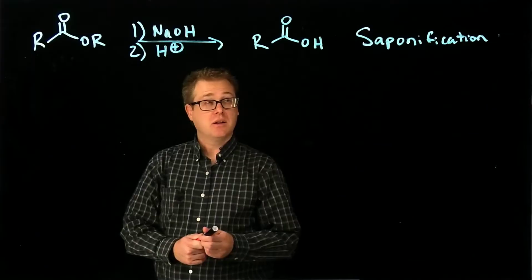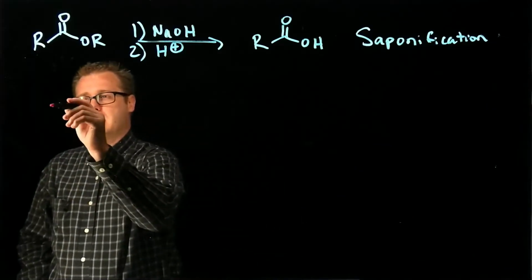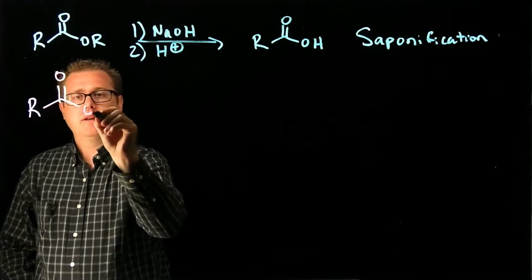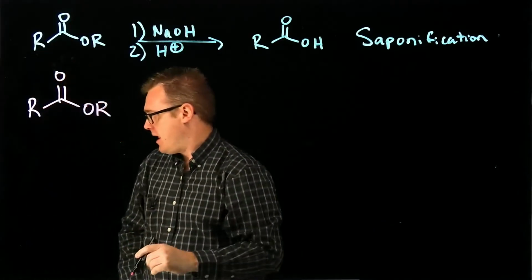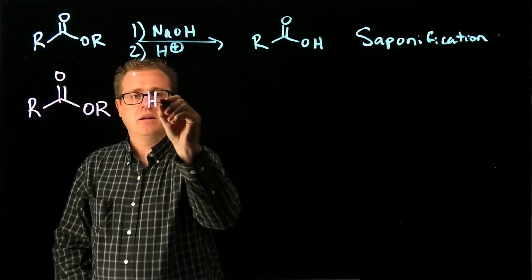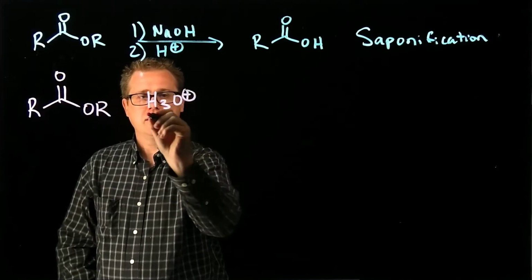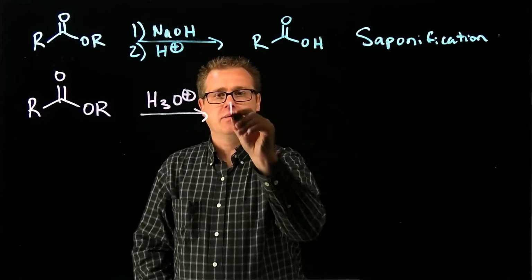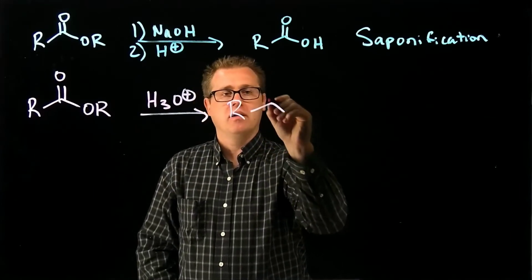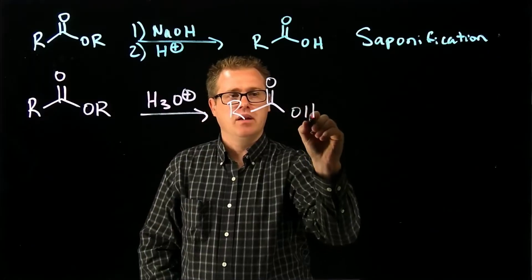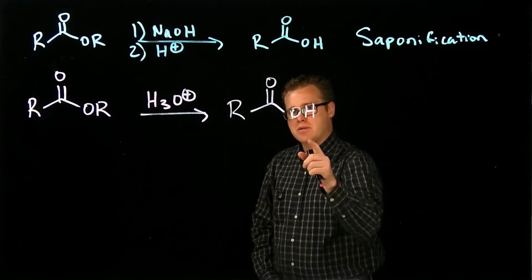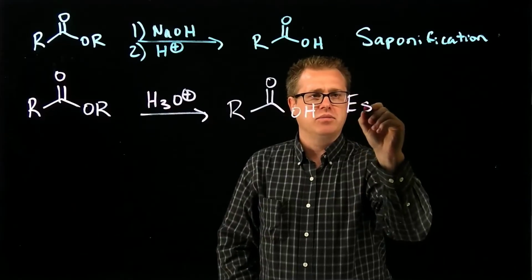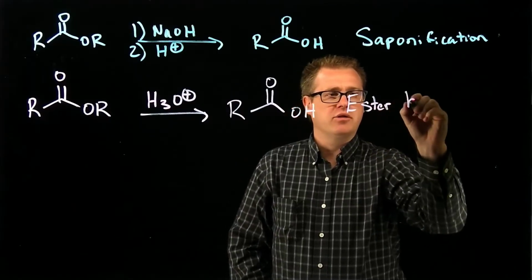Now we can also, here's the new reaction that we're going to go over today, we can take an ester and we can treat it with acidic conditions. And that right there is going to give us our carboxylic acid. And this reaction is called the hydrolysis, or we could word it this way, ester hydrolysis.